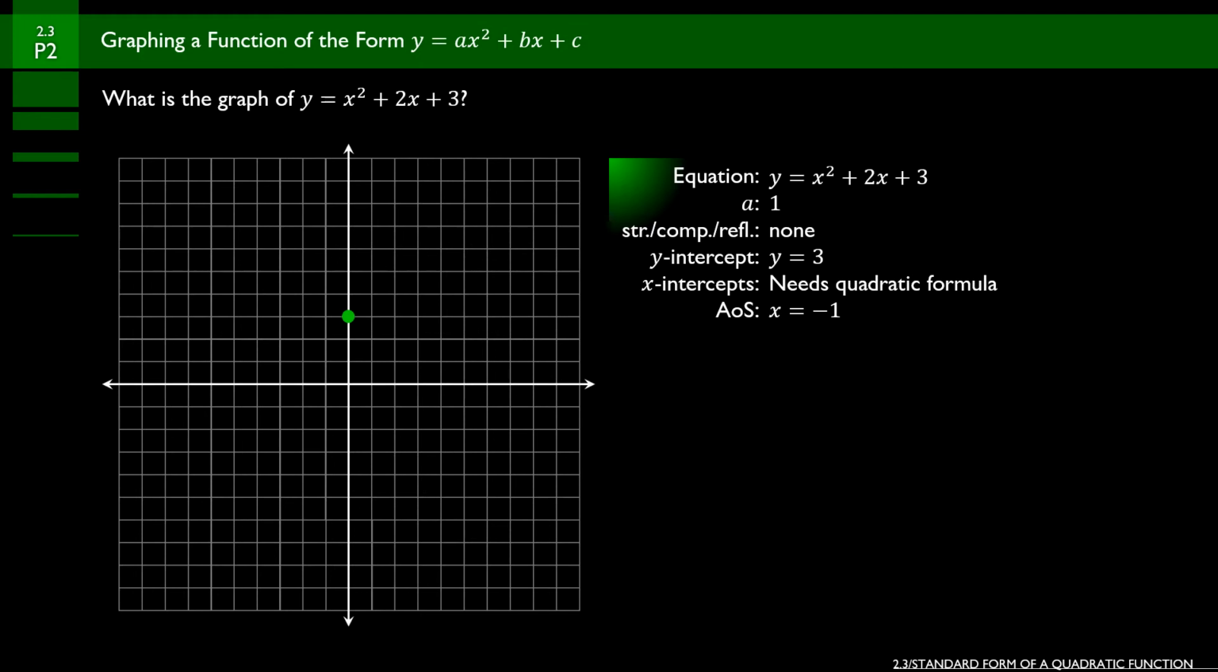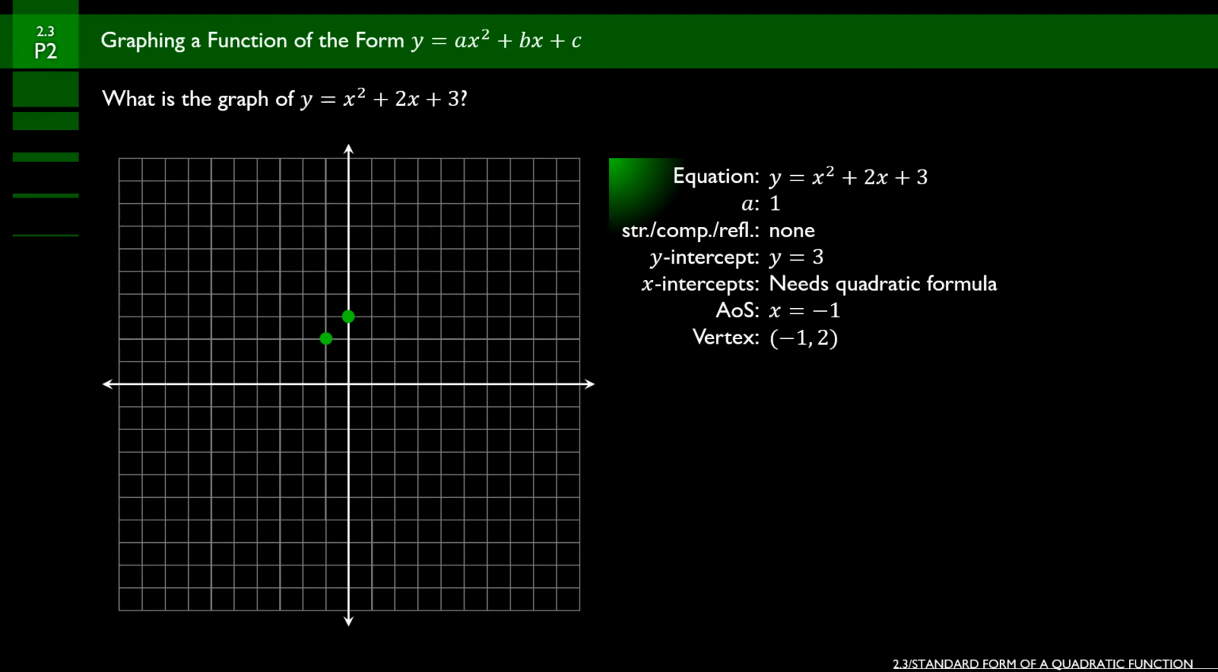We're going to plug that into the formula. We get negative 1 squared plus 2 times negative 1 plus 3. So negative 1 squared is 1. 2 times negative 1 is negative 2, plus 3. So we get 1 minus 2 plus 3. So 1 minus 2 is negative 1, plus 3 is 2. So that means that our y value for the vertex is 2. The vertex then is (-1, 2).